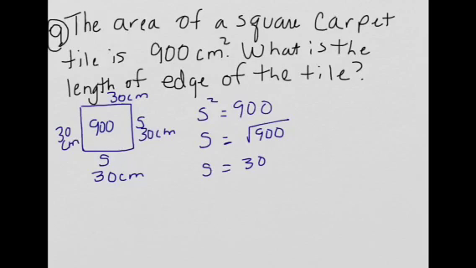Now I know the problem doesn't ask for perimeter, but just as a reminder, perimeter is going to equal the sum of all 4 of the sides. So it'll be 30 plus 30 plus 30 plus 30. So the perimeter would be 120 centimeters.